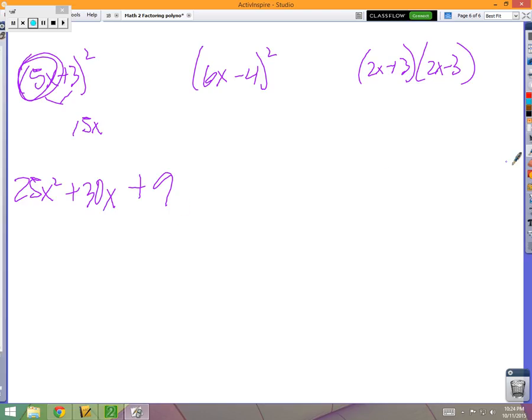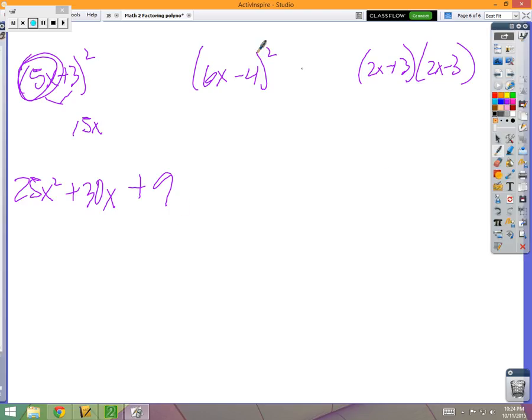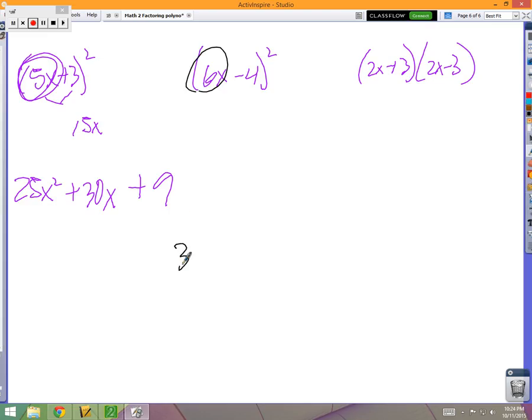Okay, the first is 6x times 6x, that's 36x squared. The last, minus 4 times minus 4 is plus 16. The middle, times them together, that's a minus 24x. Double it, so it's going to be minus 48x.